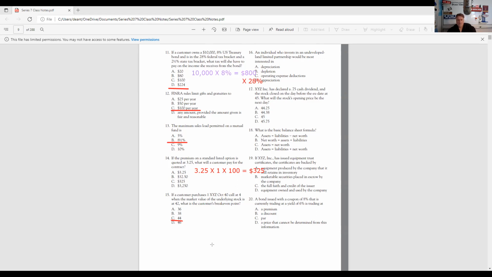Right now, I'm paying 2 points for intrinsic value. The intrinsic value of a 40 call at 42 is 2, and 2 points for time value. And then what I'm going to try and do is turn my time value into intrinsic value.